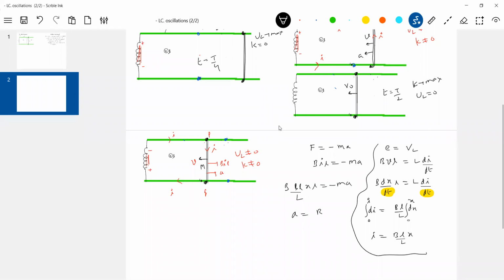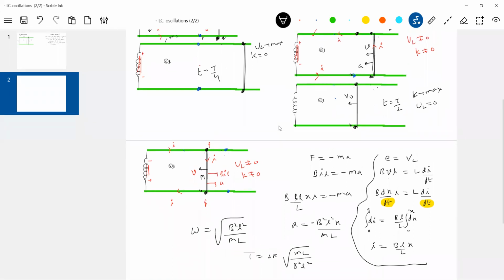So look at this now. B square L square m by small l capital L. Acceleration is proportional to the negative of displacement. So what is omega? The time period of oscillations is 2 pi root of ml by B square L square. So this is the time period of oscillations.